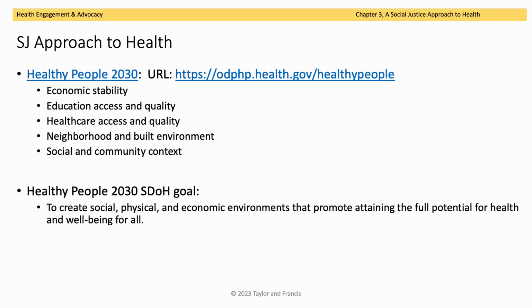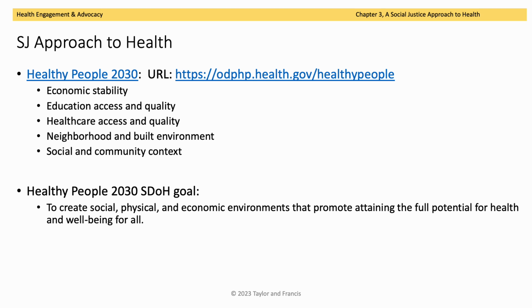Here is Healthy People 2030. You can find the full framework at the URL in front of you. This framework organizes SDOH into 5 domains: economic stability, education access and quality, healthcare access and quality, neighborhood and built environment, and social and community context.